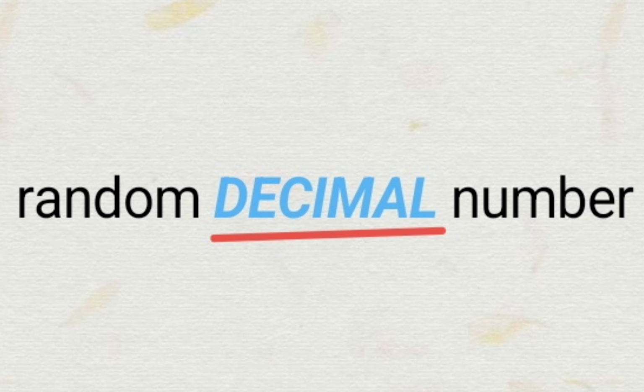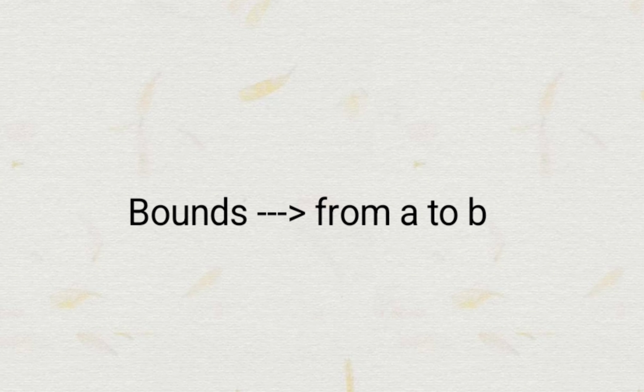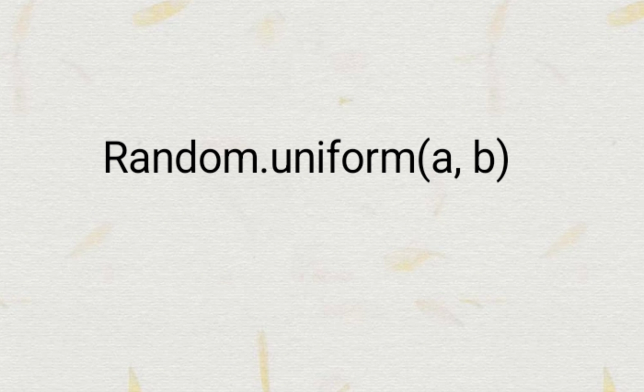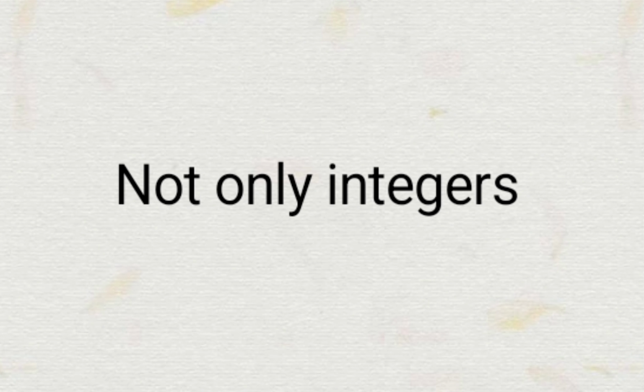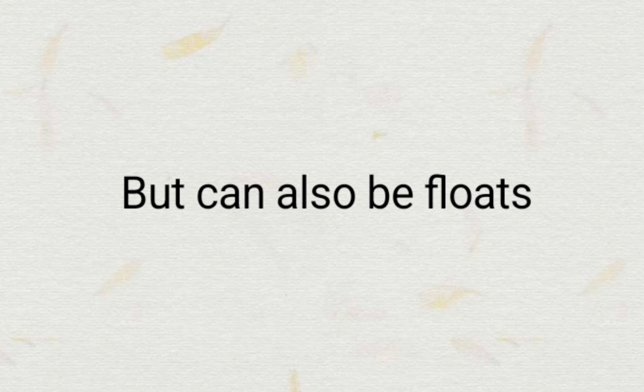How to get a random decimal number between two numbers, i.e. the bounds you choose. This is day 12 of learning something new. Today, let us learn about the random.uniform function. This function randomly generates a decimal number between the bounds you give. The bounds may be integers, but they can also be floats, i.e.